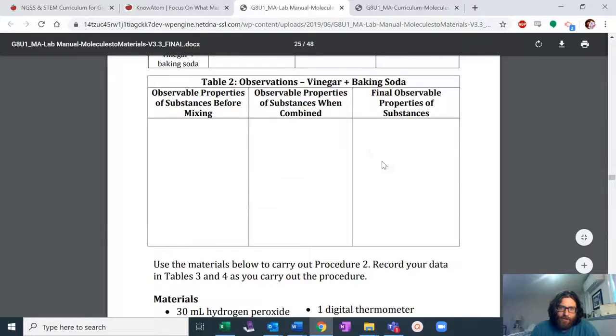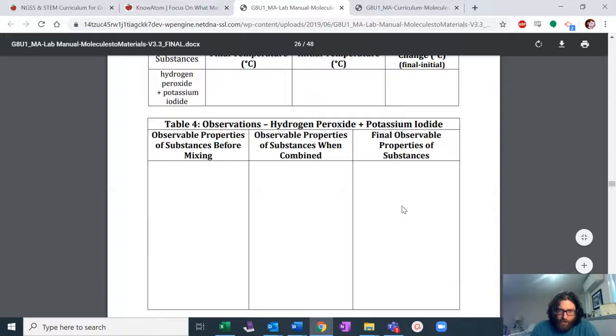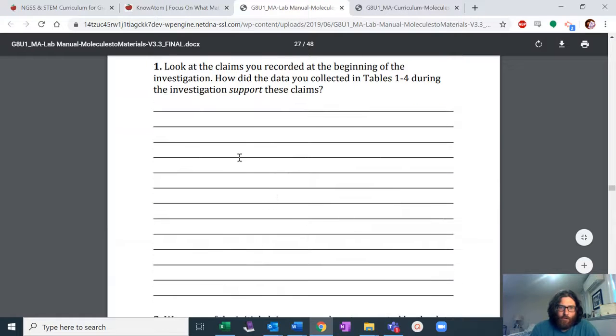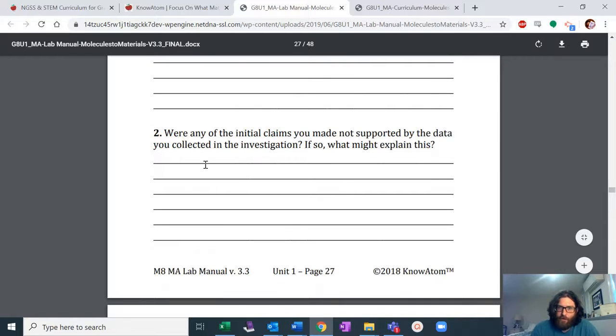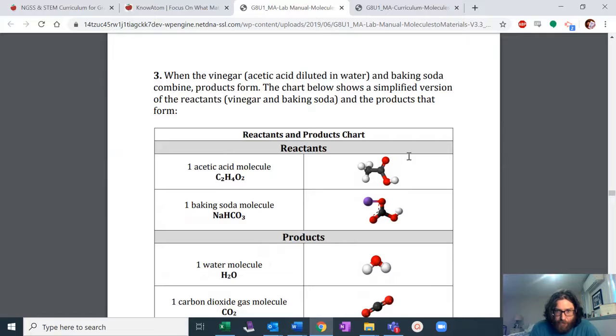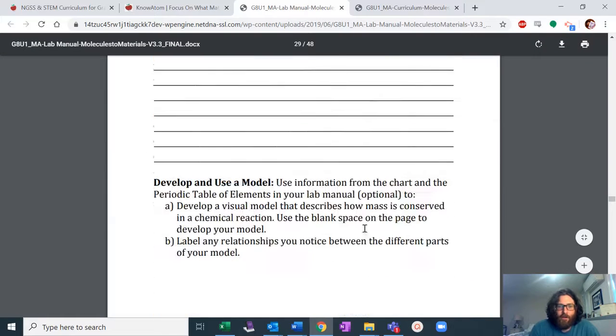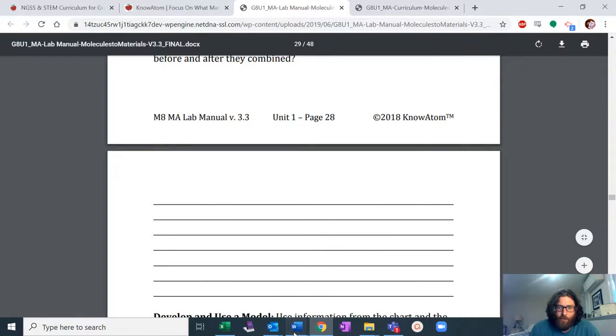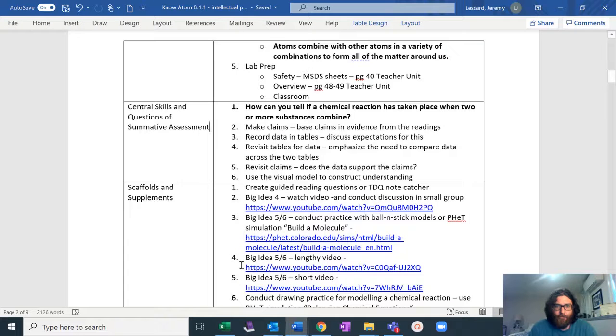They're going to take some data in some tables. They're going to take some more data. They're going to revisit their data and see if it supports the claims. They're going to explain those claims, why those claims, etc. And so then they're also going to look at this model, and then they are going to explain that model. And so I pulled out all that information as being these central skills, right?